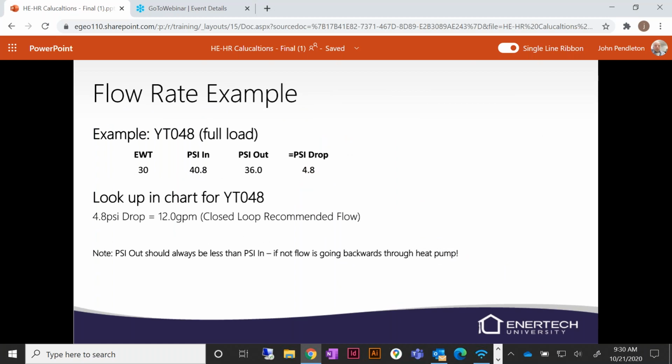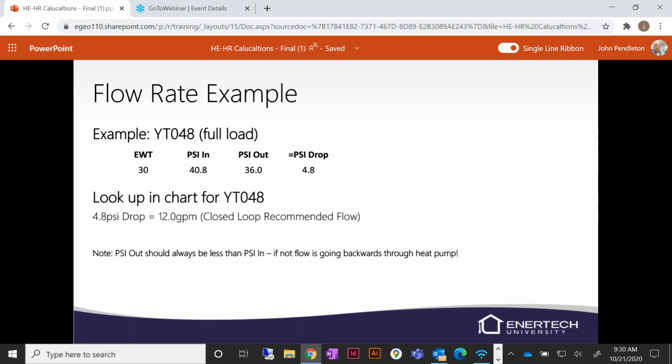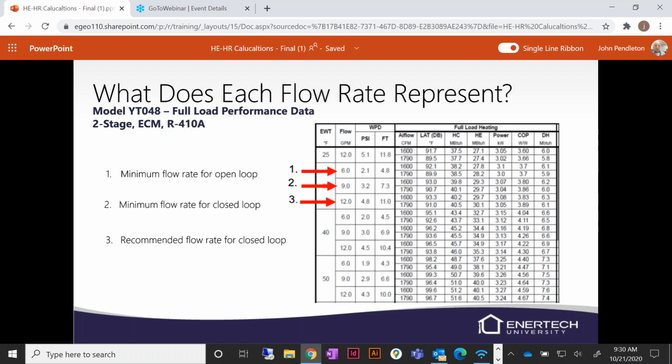So here's a flow rate example, basically 30 degree entering water temperature. We've got PSI in is 40.8, PSI out is 36. So we just do the math on that, that'll be a 4.8 pressure drop. If we look on the YT unit, it would tell us at 30 degree entering water temperature, at a 4.8 pressure drop, that number 3 would be 12 GPM. So that's how we do it. 30 degree entering water, go over to our pressure drop, and that'll tell us what our GPM is.